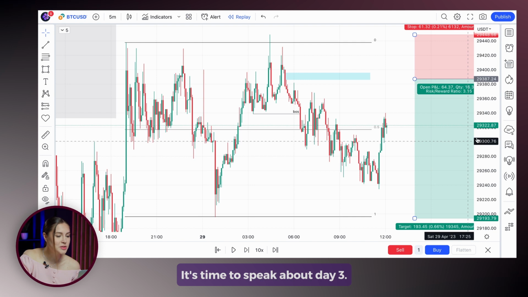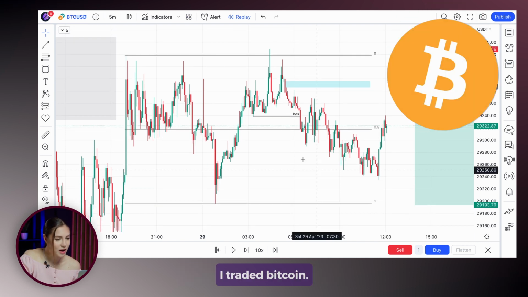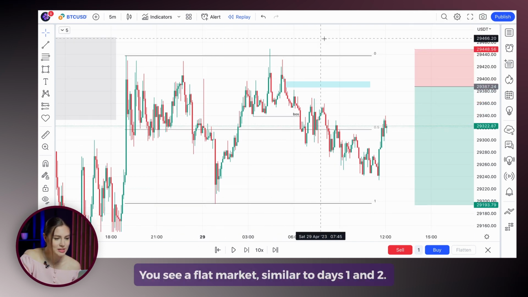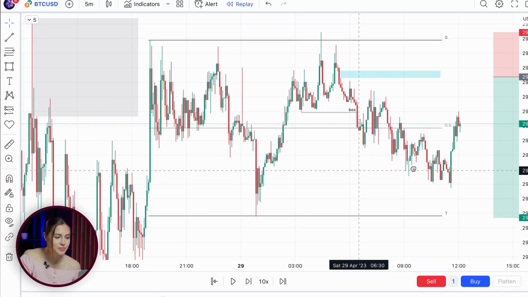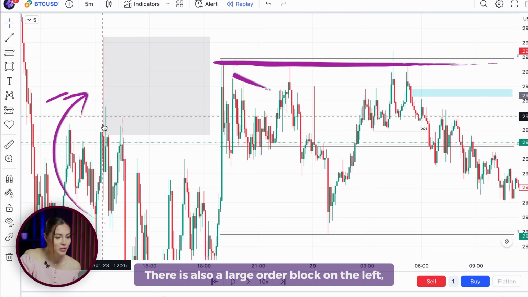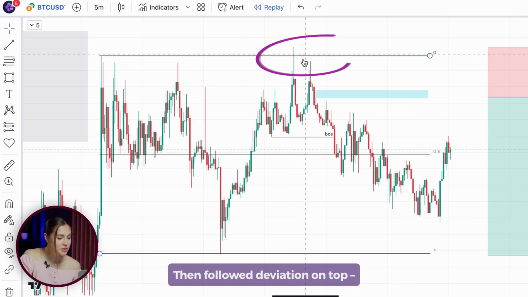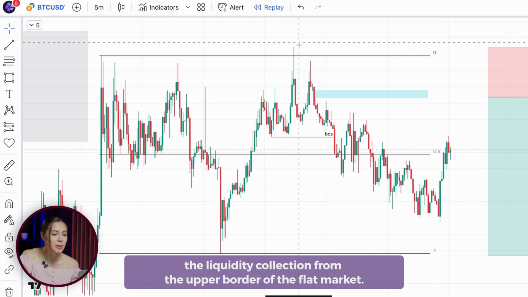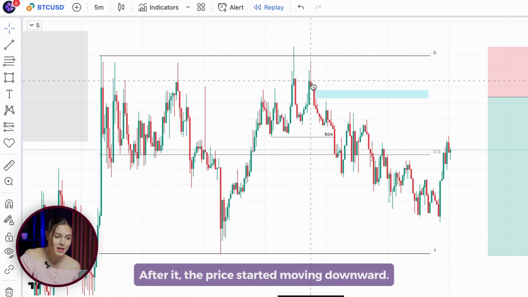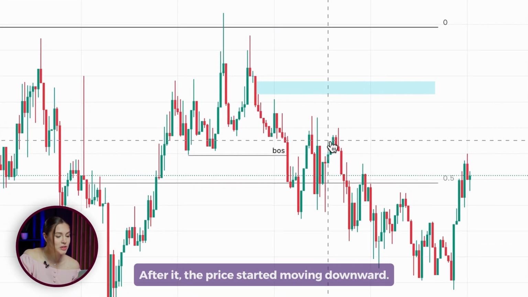It's time to speak about day 3. I traded Bitcoin. You see a flat market similar to days 1 and 2. There is also a large order block on the left, this gray square. Then followed deviation on top, the liquidity collection from the upper border of the flat market. After it, the price started moving downward.